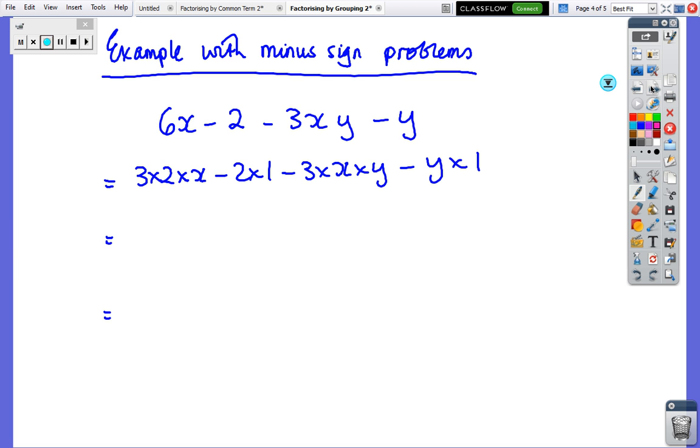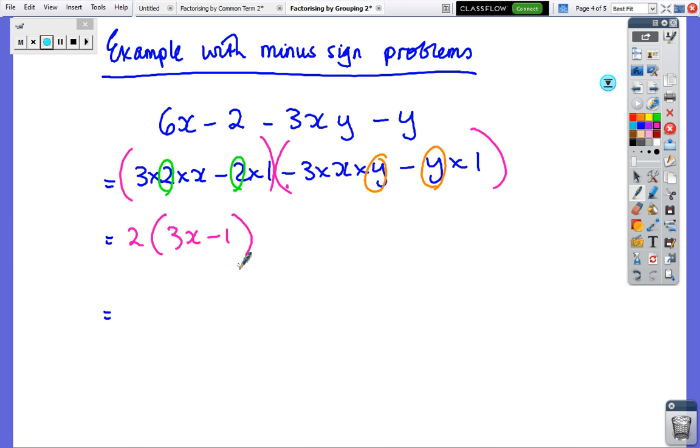Okay, so we're going to start with that, and I include the minus sign in the brackets because that's important. So I'm going to circle 2 and 2. That's all I can circle. And in the second pair, I'm going to circle the y, and that's all I can circle. So in the first pair, I've got 2 bracket 3x minus 1.